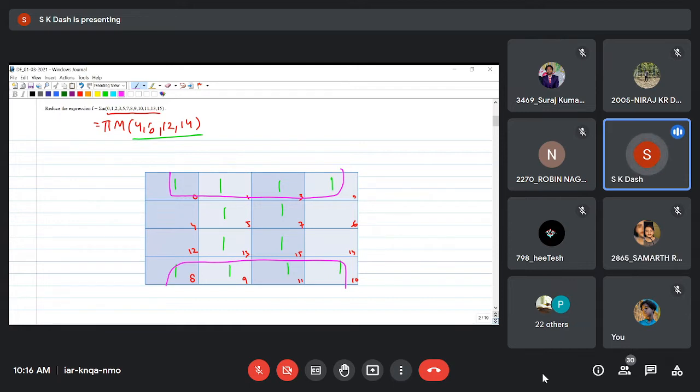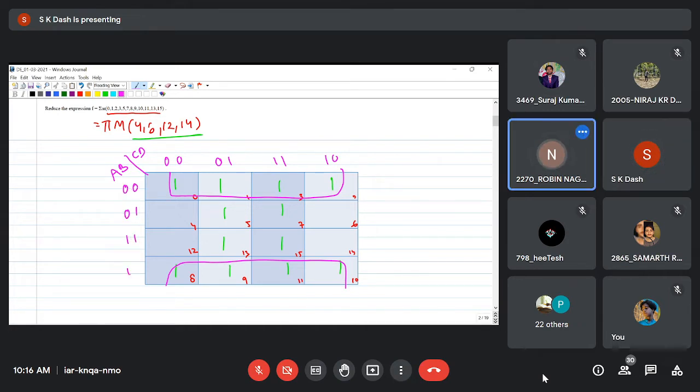Apart from this, any other octet possible? Apart from this, any other octet? No, sir. Look, it may be possible. Yes, sir. This can be an octet, 8 ones which are adjacent to each other. All 8 are adjacent to each other. Okay. So 2 adjacent cells. So 2 octets are possible here.